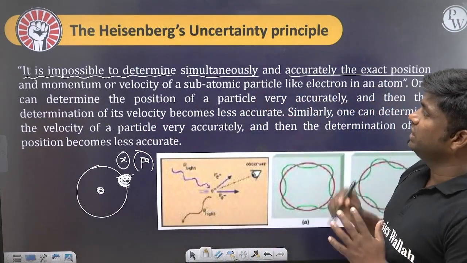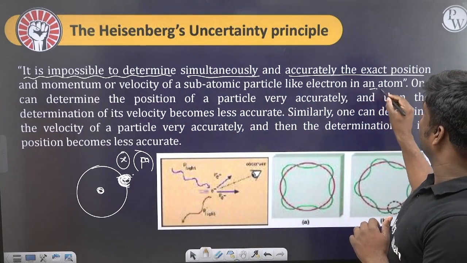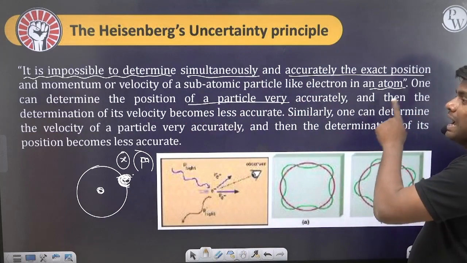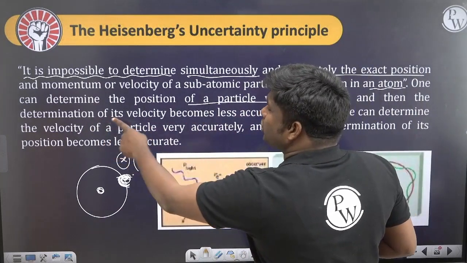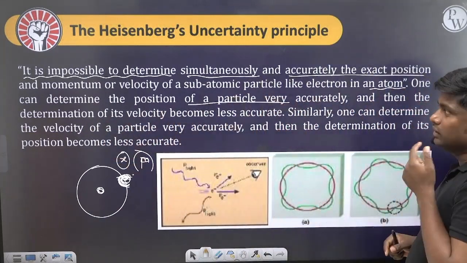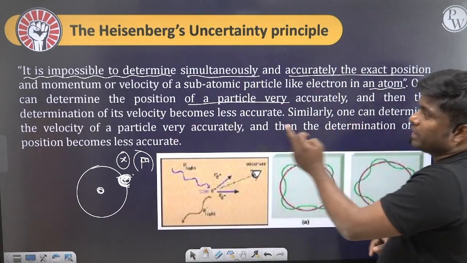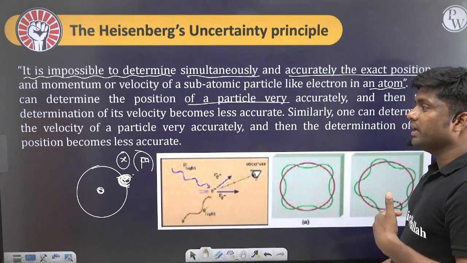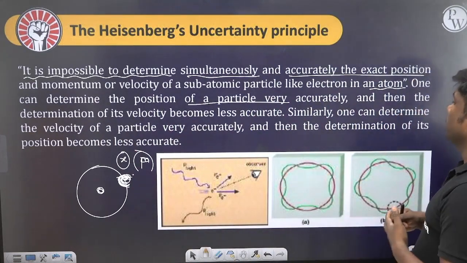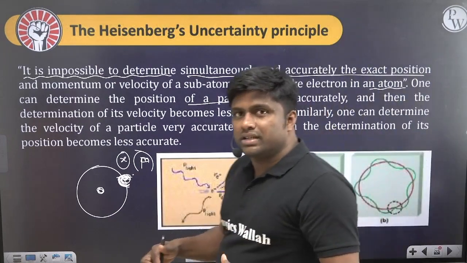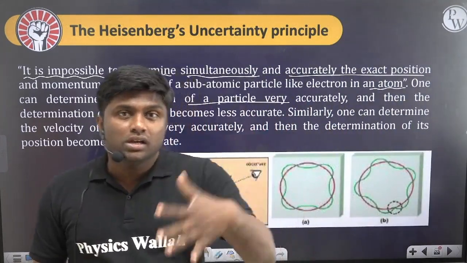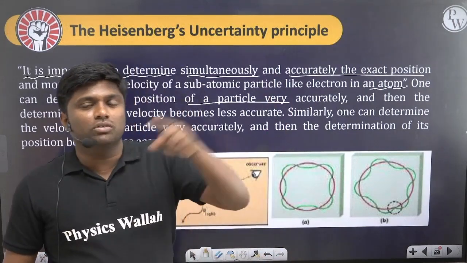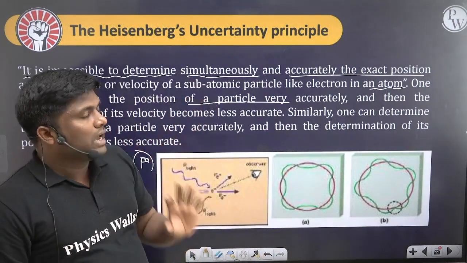Momentum means velocity of a subatomic particle like an electron in an atom. One can determine the position of the particle very accurately, and then the determination of its velocity becomes less accurate. Simultaneously, one can determine the velocity very accurately. What will be uncertain now? Position will be uncertain. So there will be some uncertainty in either the position or the momentum of the electron, or the velocity of the electron revolving around the nucleus. That is called the uncertainty principle.